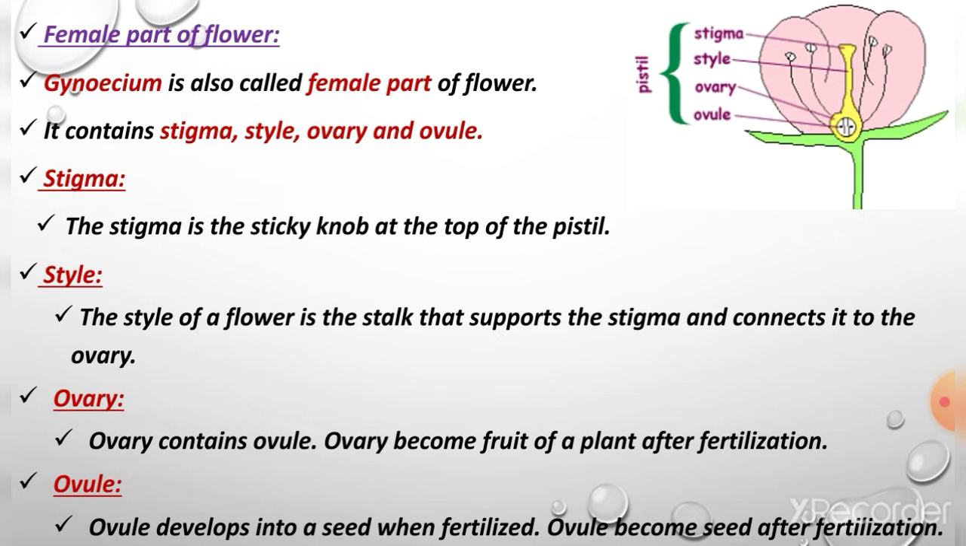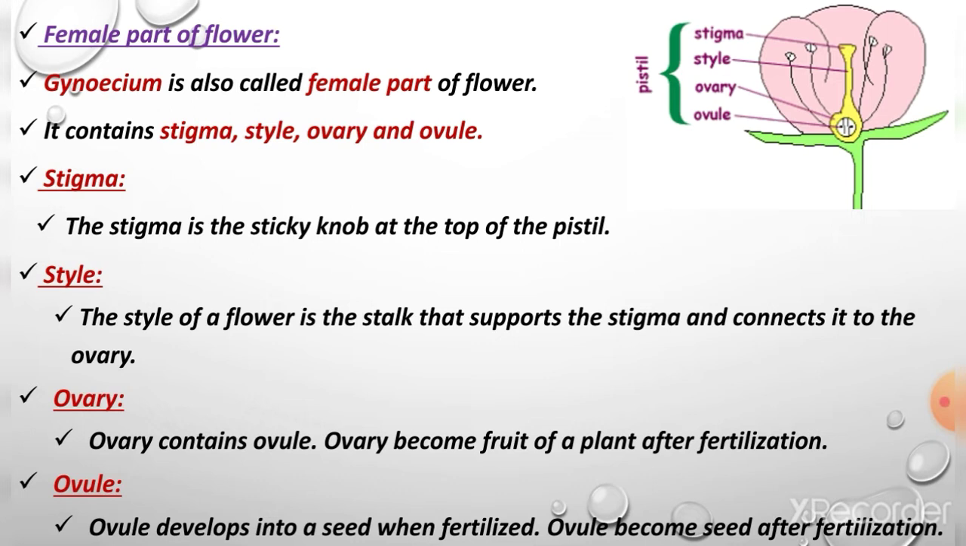First one, stigma. You can see the picture now. The stigma is the sticky knob at the top of the pistil. Pistil is the female part of a flower, and in that, the topmost part, the dot, is the stickiest object. Here the pollen grains reach from the anther to the stigma. So the stigma is the sticky knob at the top of the pistil. Knob means on the top.